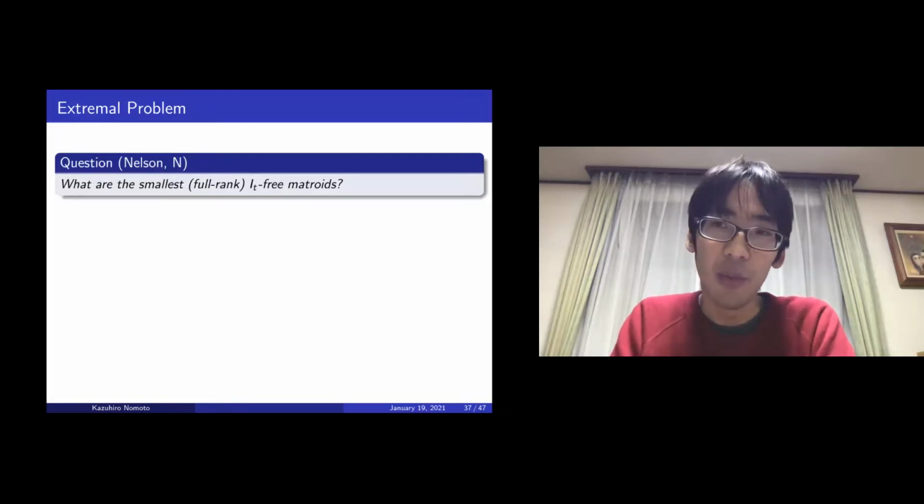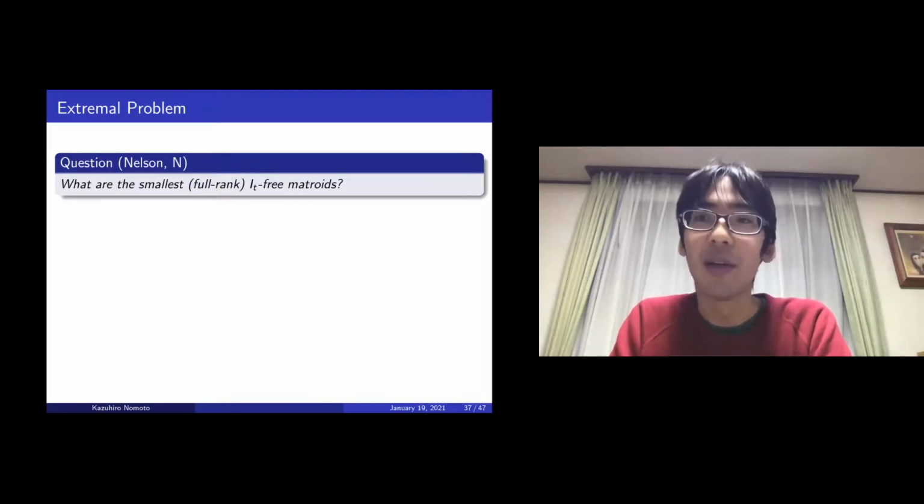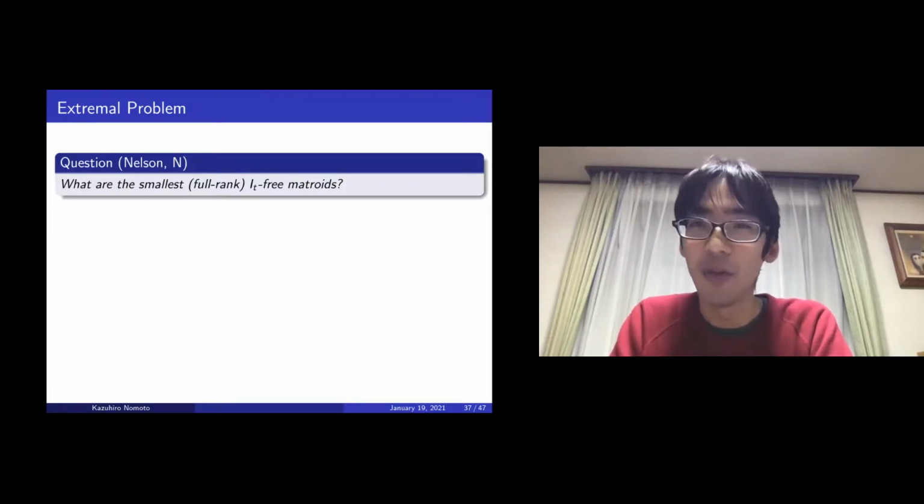The two points to make are, first of all, I need to consider full rank matroids, because otherwise I can just take the empty matroid, and that would be the best, which would be quite boring. So that's why I'm considering full rank matroids. And also the largest I3T matroid would be just projective geometry. So the interesting question is, what are the smallest ones?